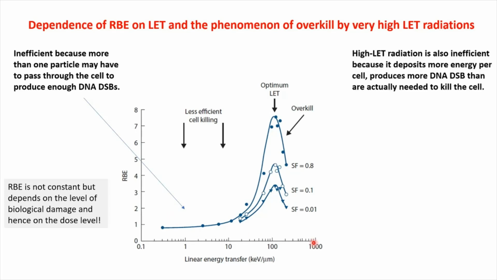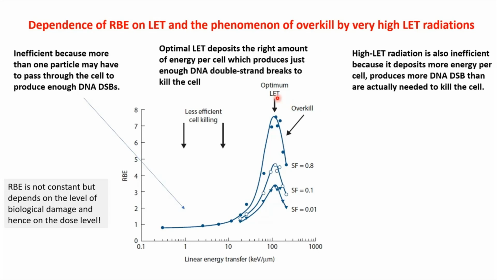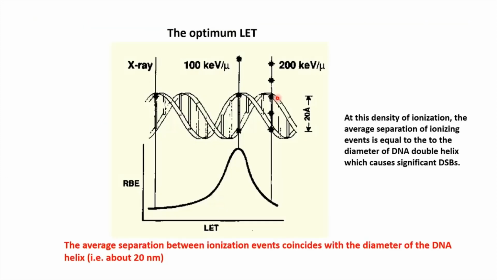But at the high LET region, it is also inefficient, because in this region you are depositing more energy per cell and it produces more double strand breaks than are actually needed to kill the cell. That's why we call this region overkill, because you're killing the cell too much. You're giving more dose to the cell and creating more double strand breaks than are actually needed to kill the cell. And at optimum LET, it deposits the right amount of energy per cell, which produces just enough double strand breaks to kill the cell. And that's over here at optimum LET.